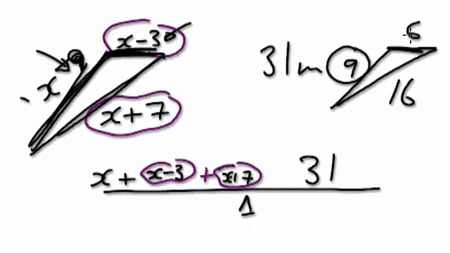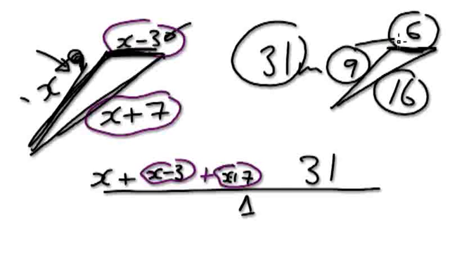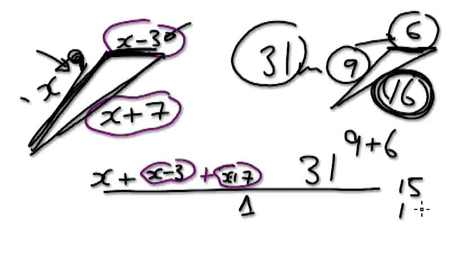Now if you add up all these, if you work out the perimeter of this triangle, it should be 31. Let's say 9 plus 6 is 15, and then add 16, that would be 31. So the perimeter is 31.